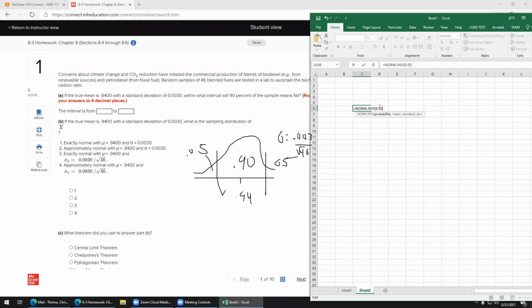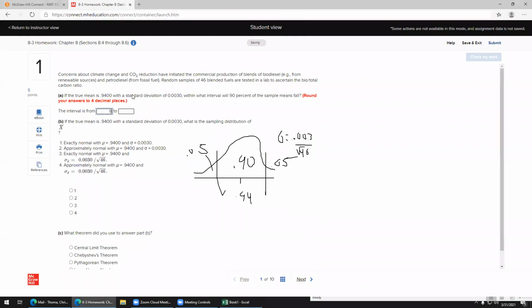So again, doing norm inverse, because we're working backwards, my probability for my lower number is going to be 0.05. My mean is 0.94. My standard deviation is 0.003 divided by the square root of 46. And my first answer should be 0.93. How many decimal places? Four. 0.9393.